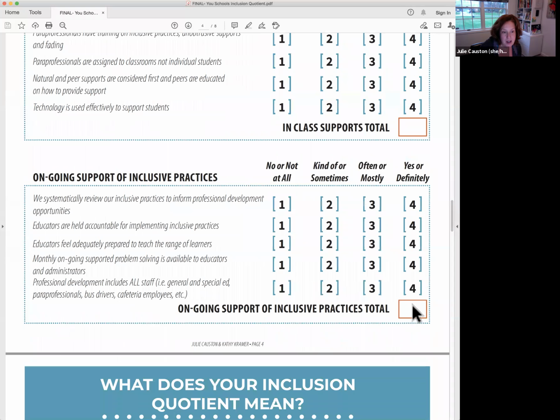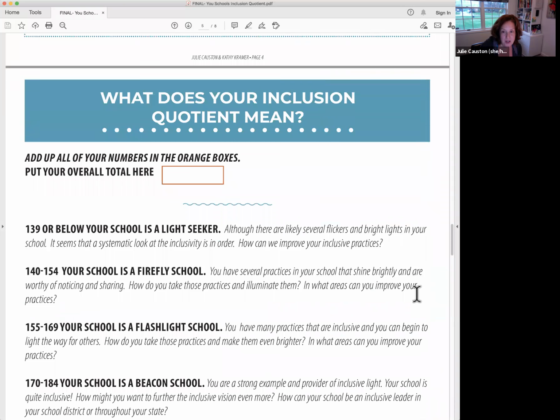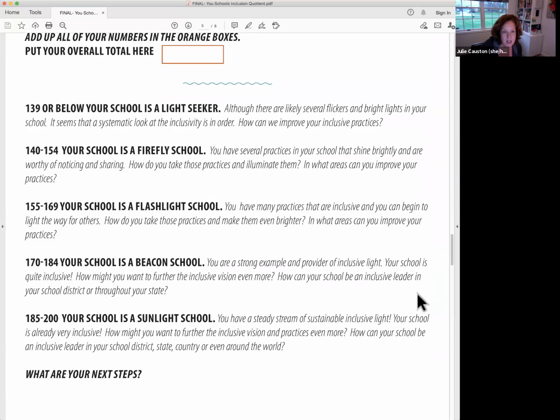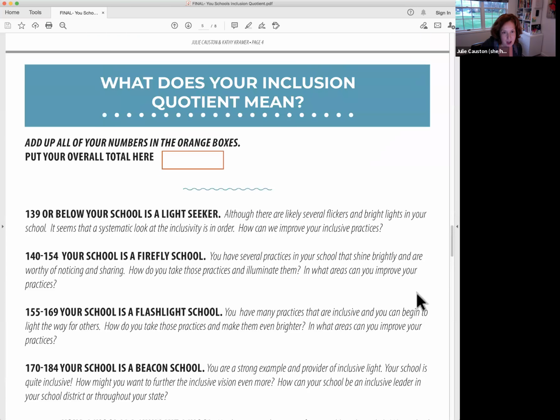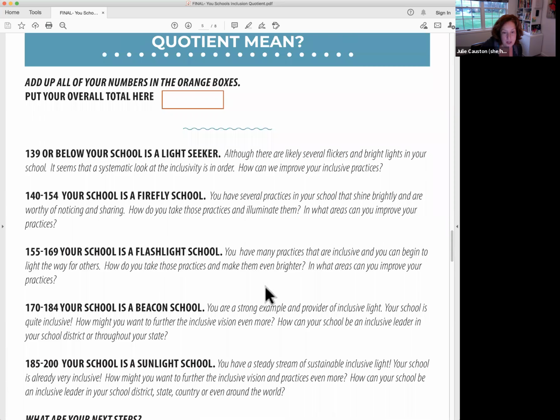Another is a section called ongoing support of inclusive practices, meaning monthly ongoing supported problem solving is available to all educators and administrators. That's an example. Then you come up with your total. After you get your total, you take a minute to look at what type of school we are. This part is just for fun, where we put what we think different totals mean. For example, if your school is a flashlight school, it means you have many practices that are inclusive and you can begin to light the way for others. So the question is, how do you take those practices and make them even brighter? In what areas can you improve your practices?